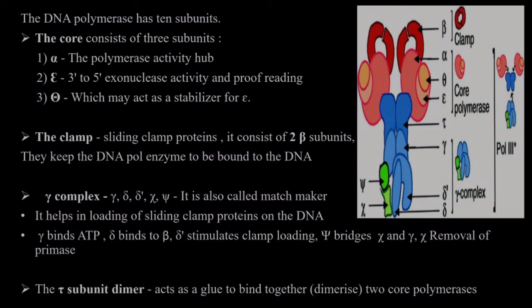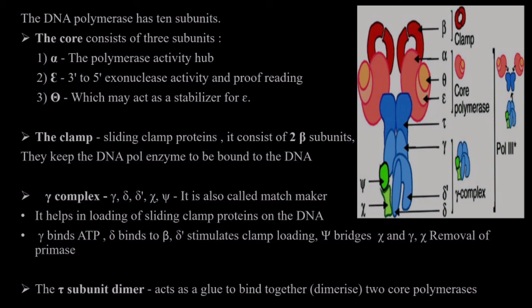The third subclass is the gamma complex. It consists of 5 subunits: gamma, delta, delta prime, psi and pi. It is also called the matchmaker, and it helps in loading the sliding clamp protein on the DNA. Gamma binds to ATP, delta binds to beta, and delta prime stimulates the clamp loading. The pi bridges the psi and gamma. The psi is involved in the removal of primase. In this image, you can see how the different subunits of polymerase 3 are arranged.